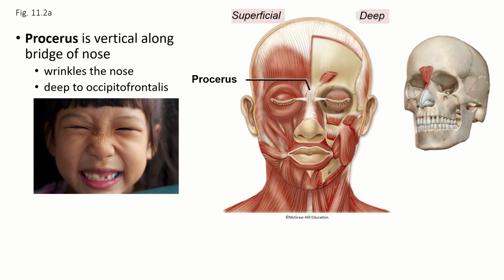The Procerus is this little muscle that goes along the bridge of your nose, right over the nasal bones. It goes vertically, and it makes these little horizontal lines across the bridge of your nose. So it pulls the bridge of your nose up toward your forehead. It's called the Procerus. Okay, that's that little muscle right there.